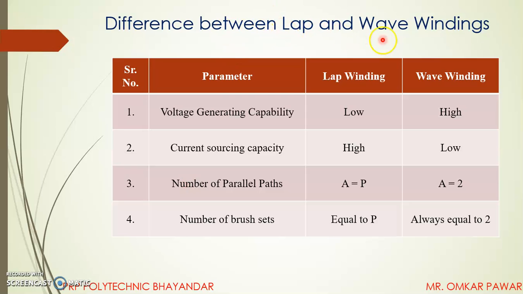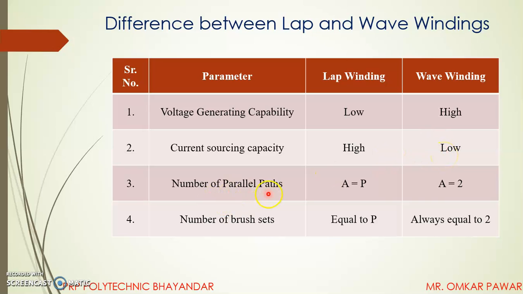Next is the difference between lap and wave winding. There are some parameters. Voltage generating capability in lap winding is low, and in wave winding it is high, because in lap winding we use parallel paths, so the voltage generating capability is low, and in wave winding a number of coils are connected in series, so the voltage is added up. Next difference is current sourcing capacity. In lap winding the paths are parallel, so the current is added up and is high, and in wave winding the current is low.